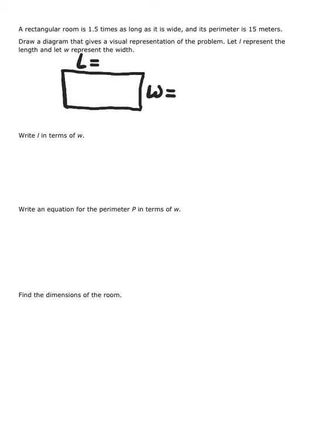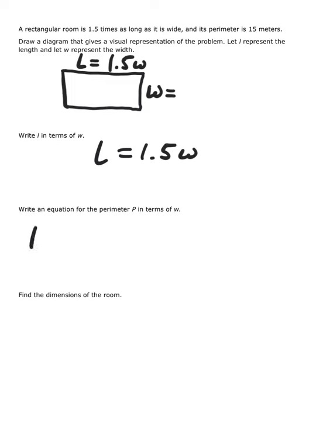Okay, now we're told that the length is 1.5 times the width. So this first part, write L in terms of W. L is 1.5 times the width. Write an equation for the perimeter in terms of W.